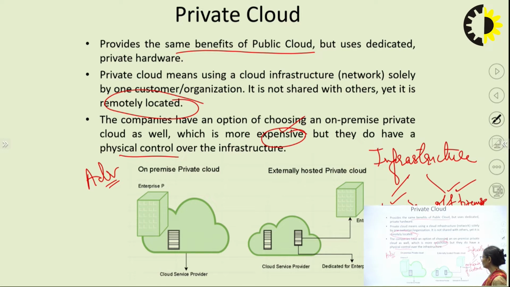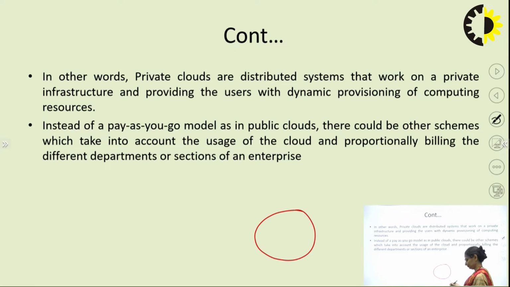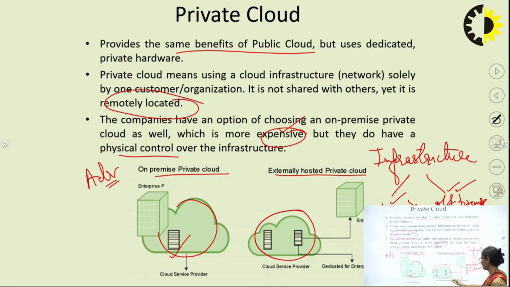So according to this, if you look at the figure, we are having two models: on-premise private cloud and externally hosted, or you could say off-premise private cloud. Here we are having a CSP providing the services within the location of the enterprise P, or the organization P. Here in this case, the CSP has the services present at its end, and it is dedicated to the enterprise P. No other service is attached, or you could say no other organization is availing this particular infrastructure.